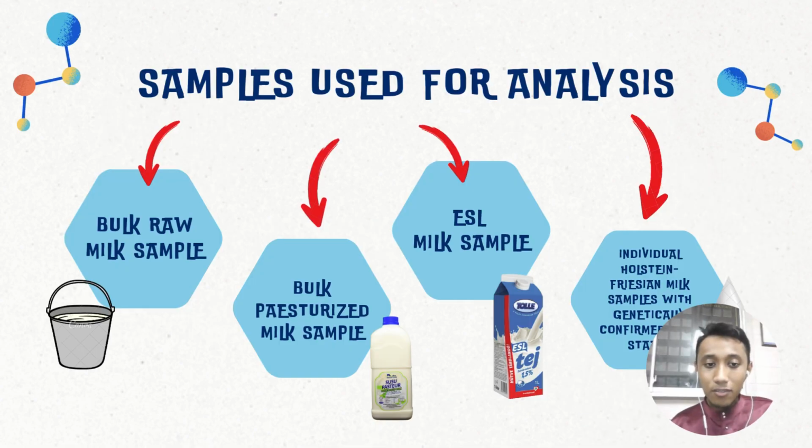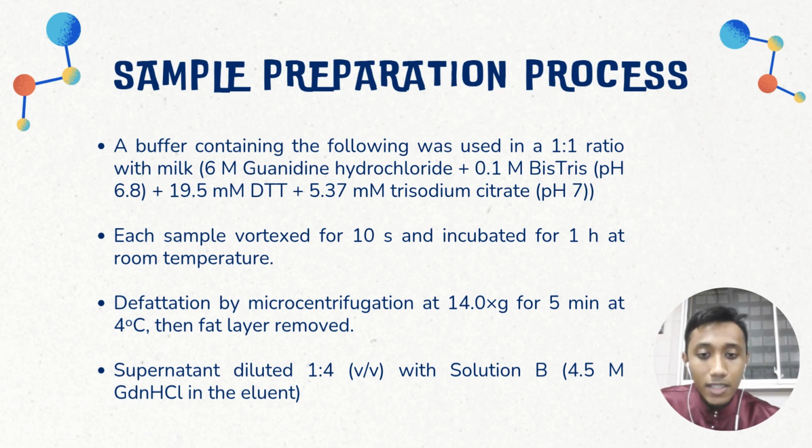So for the analysis of bovine milk as conducted in this experiment, there will be 4 types of samples to be used for the analysis. The first one is the bulk raw milk sample, which comes directly from the cow. Secondly, the bulk pasteurized milk sample. And the third one is the ESL milk sample. ESL means extended shelf life, which is the type of milk that can be stored longer. And the fourth one, the individual raw milk samples, and we already confirmed the status of each of the samples. The following outlines the sample preparation process in detail for each bovine milk sample.